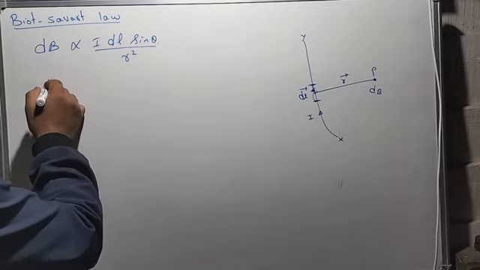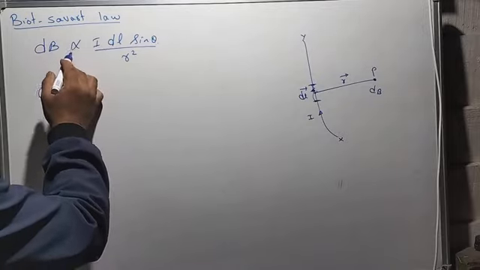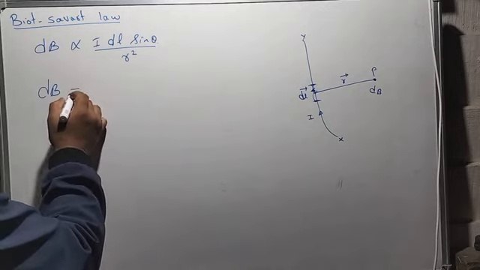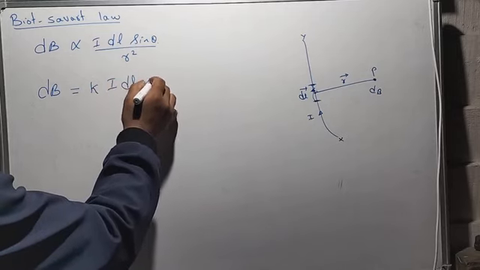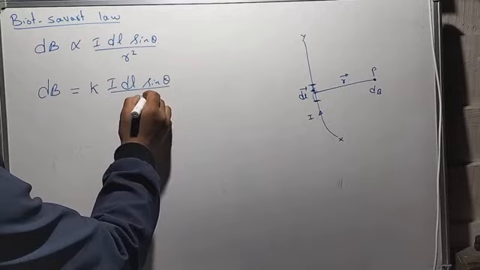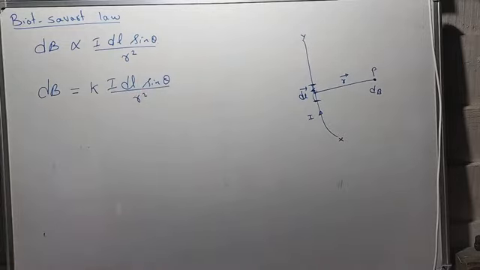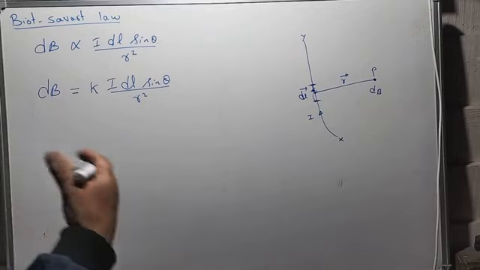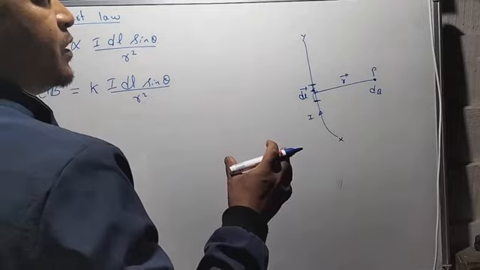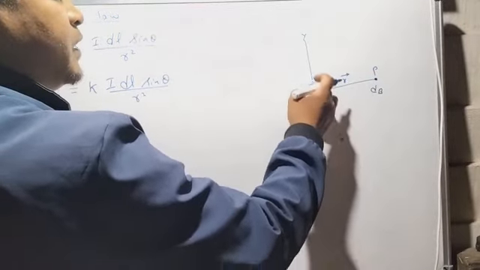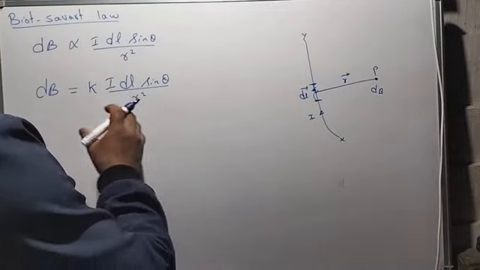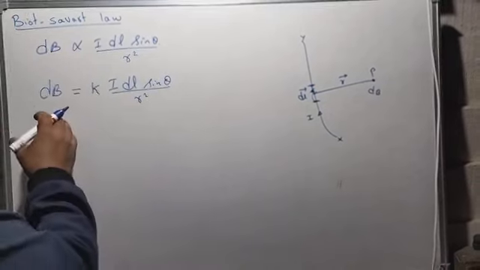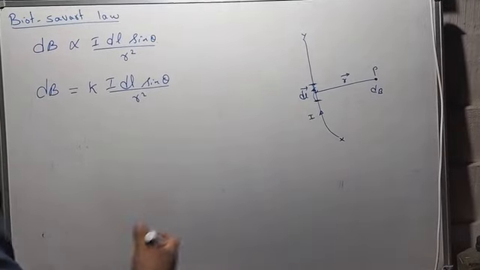Now, usually in physics, when we remove the proportionality sign, we write some constant, let's say k, so dB equals k I dl sine theta upon r square. Now, what is k? k is a constant of proportionality, and its value depends on the medium between the point P and the length dl. So that medium will affect the magnetic field dB.